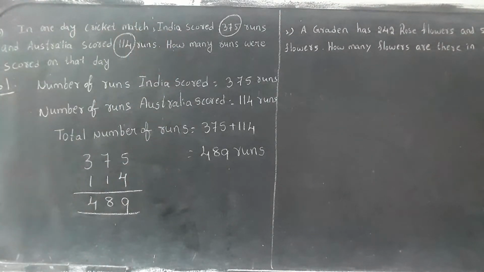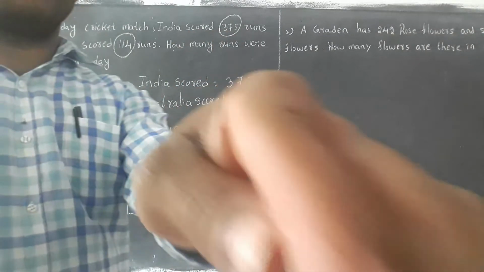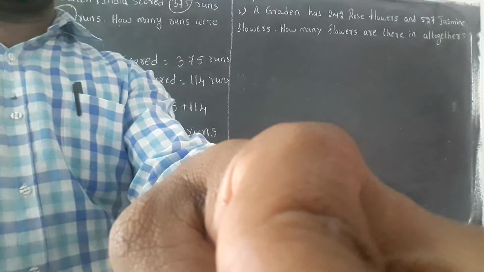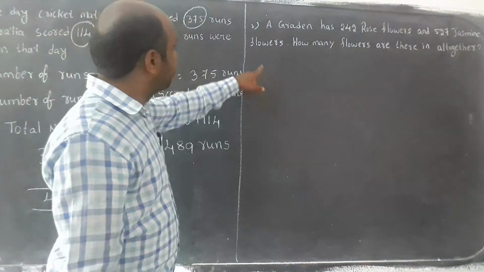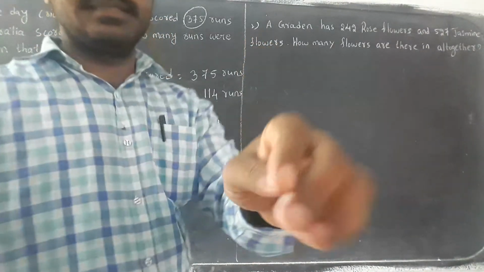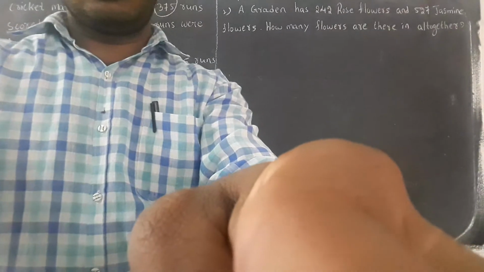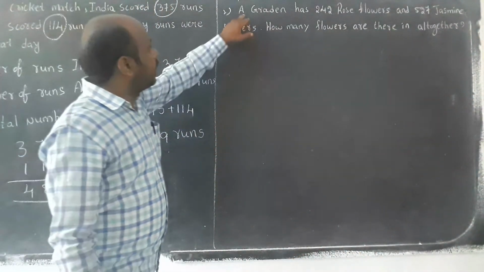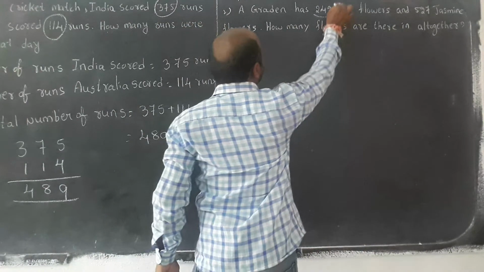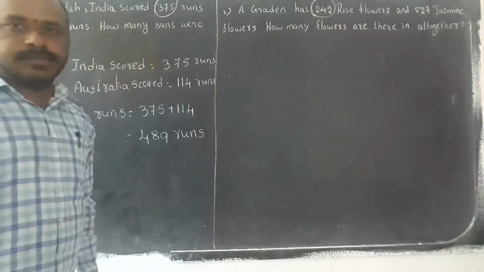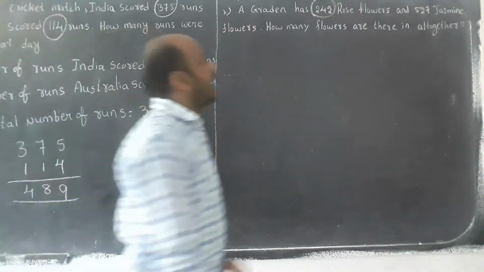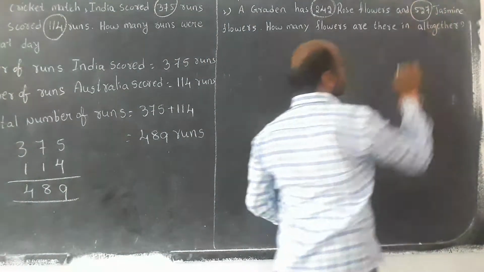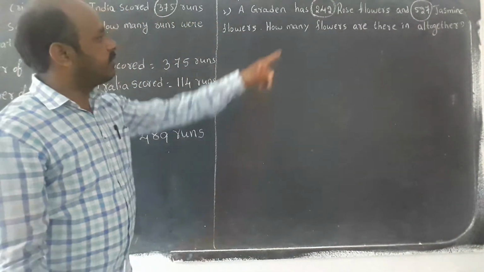Second, one more story sum is there, on the right side of the board. See children, okay, now: a garden has 242 rose flowers. It has how many flowers? 242 rose flowers and 527 jasmine flowers.